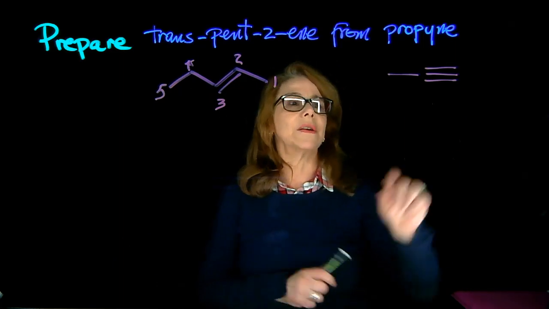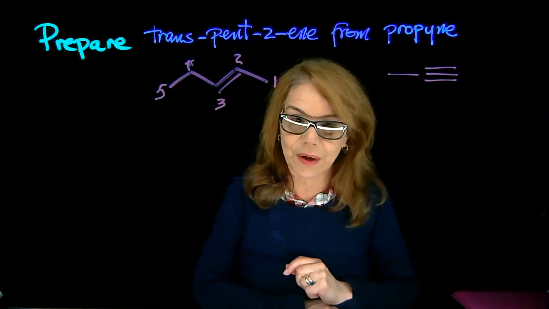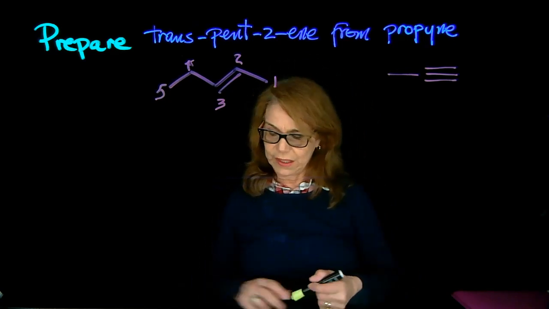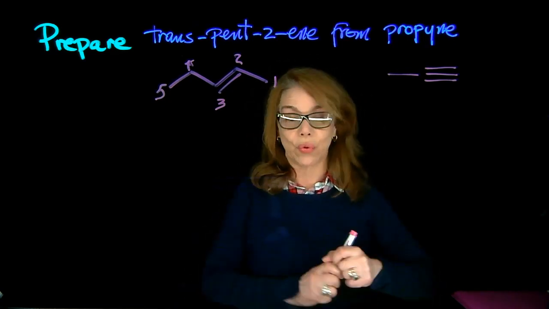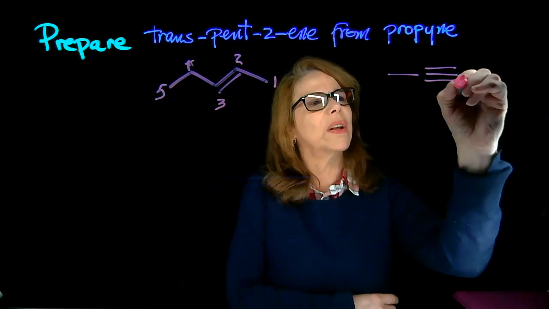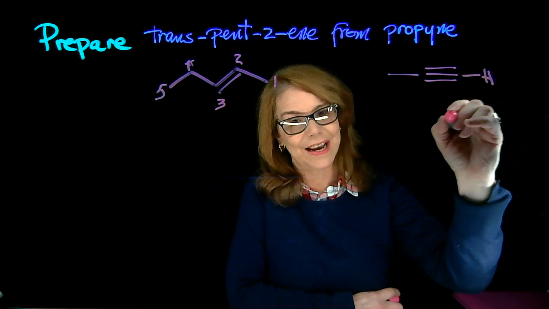Now, as a strategy to do that, let's notice changes in the skeleton of the molecule. What we see here is that we have 3 carbons, and here we have 5, meaning we need to add 2 more carbons to the chain. So the strategy would be, again, similar to what we did in another problem. To add carbons to the chain, we're going to use the fact that this hydrogen is acidic.